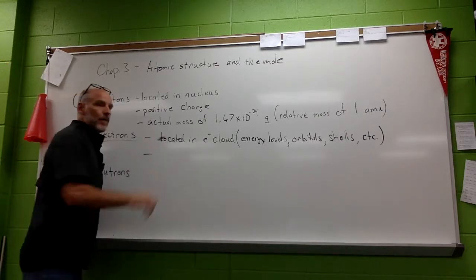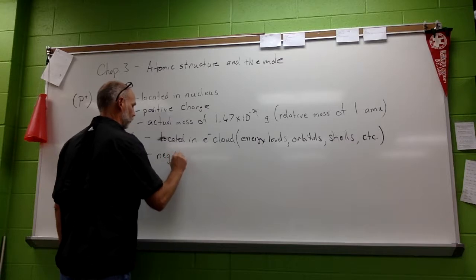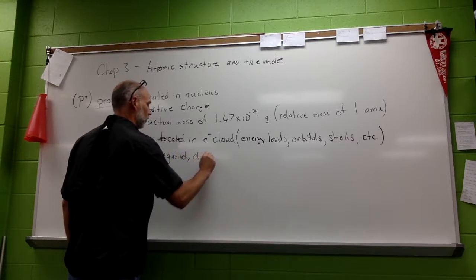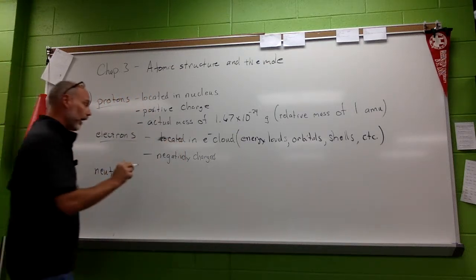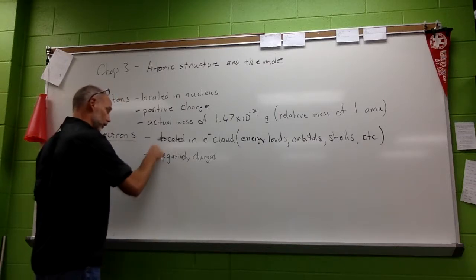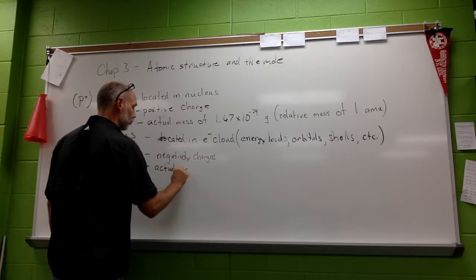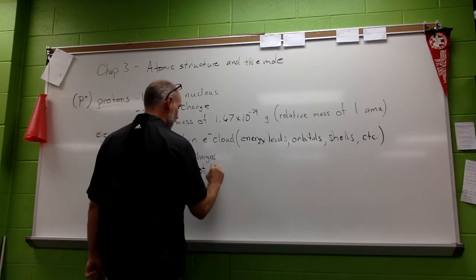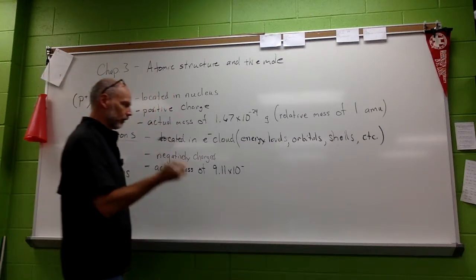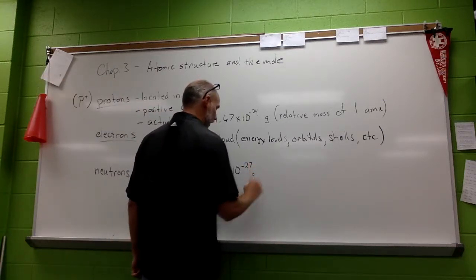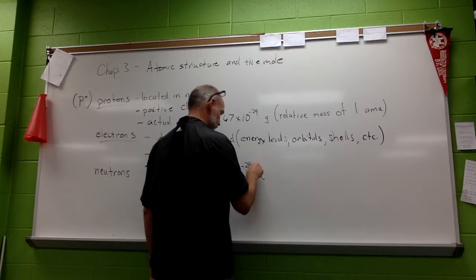What else do we know about the electron? Negatively charged. Anything else? Oh, they have mass. They have to have mass. They exist. They're made of other things. Actual mass of 9.11 times 10 to the negative, I went grams there, so I have to go grams here, 27th grams. Wait a minute, I lied. 28th grams.